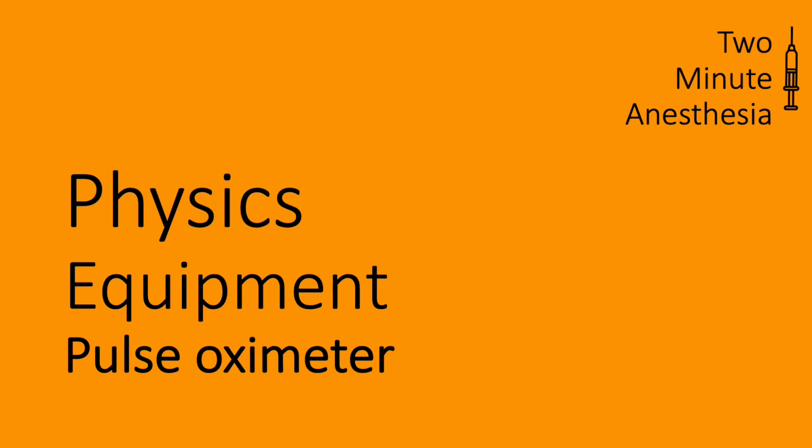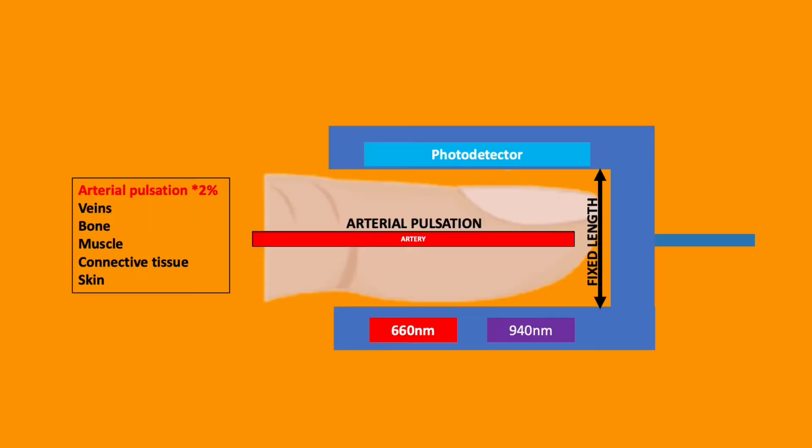2-minute anaesthesia: pulse oximeter. The pulse oximeter is a probe which determines the amount of oxygenated hemoglobin and expresses it as a percentage and a waveform. It's composed of two LEDs, one which emits red light at 660 nanometers and the other infrared light at 940 nanometers. You insert your finger.